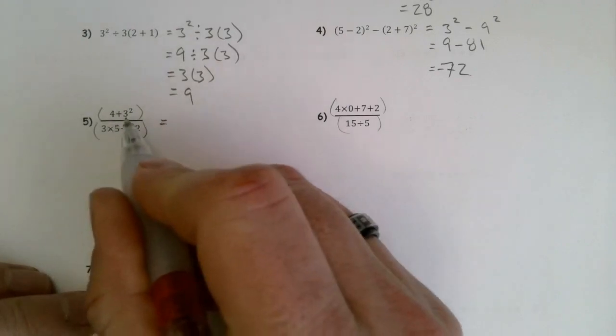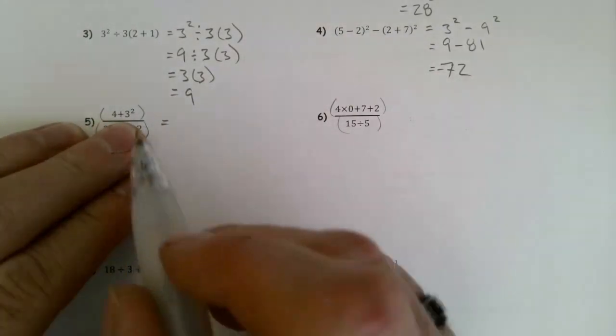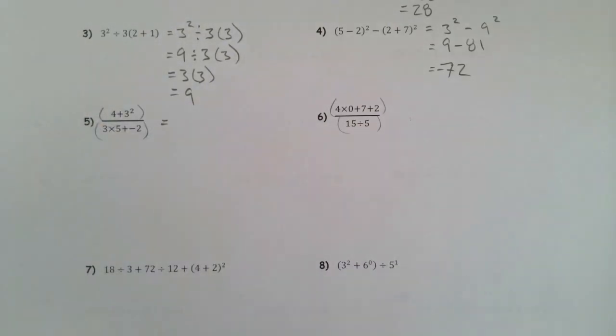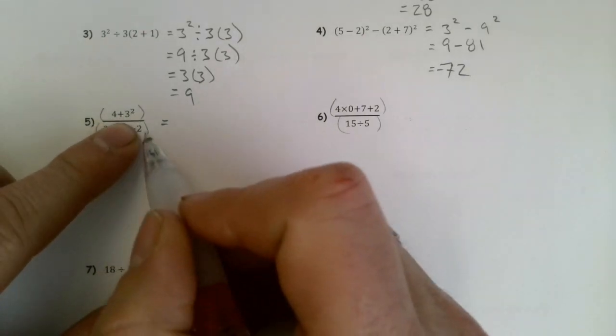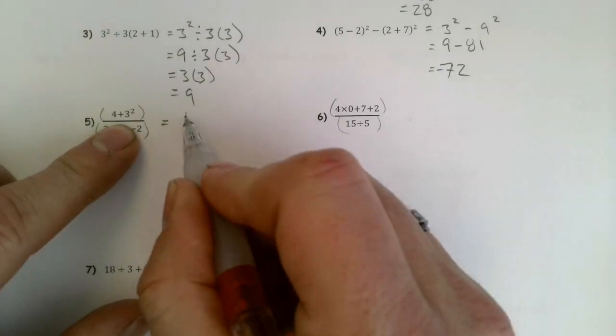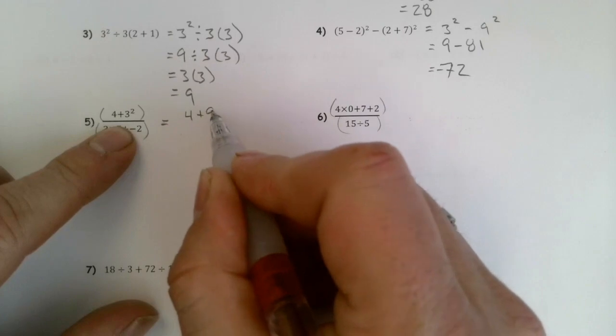So in the numerator, I'm going to look first. Okay, it doesn't really matter. But inside that, now all of a sudden, I've got a whole other set of operations that I've got to deal with. I've got addition and exponentiation. Okay, the power there. I've got to deal with that first, the 3 squared, before I can deal with the addition. So 3 squared is going to be 9.